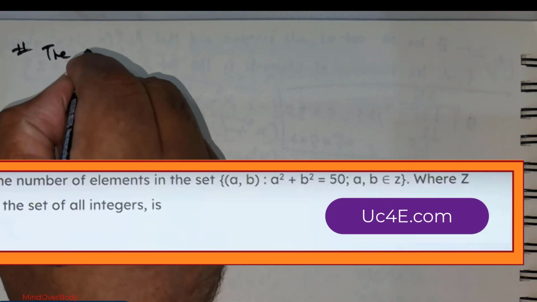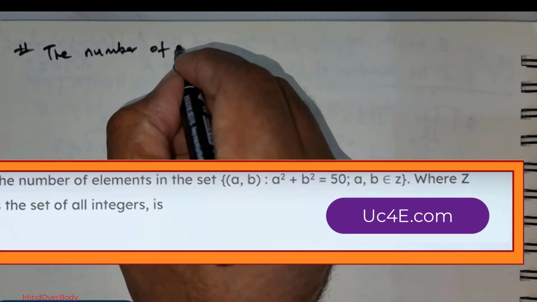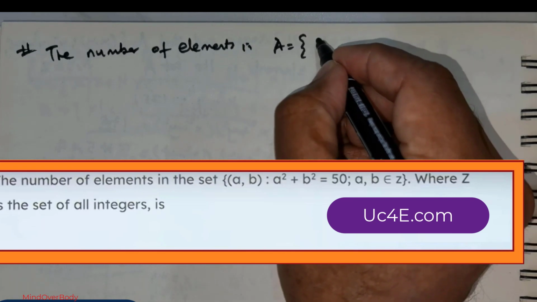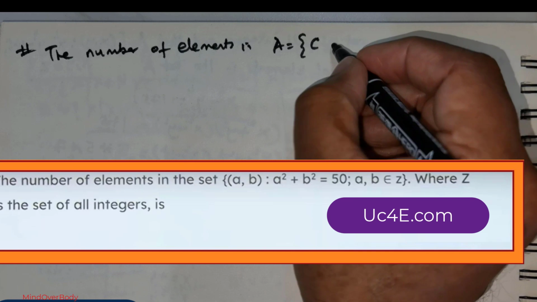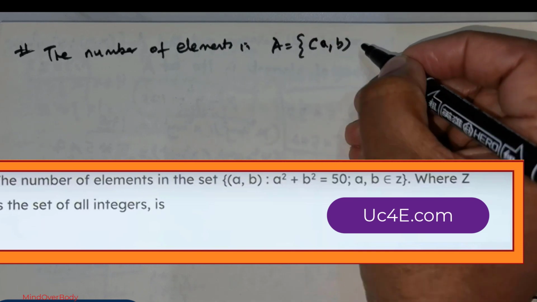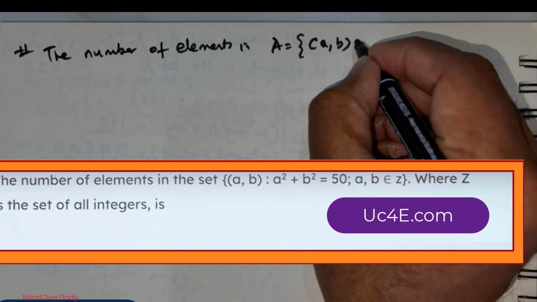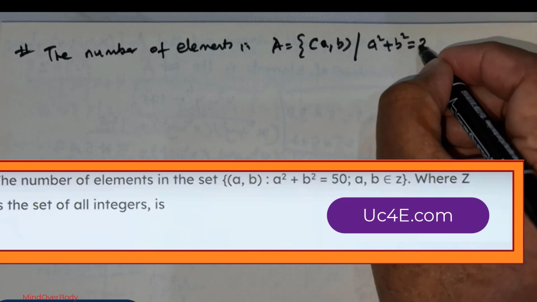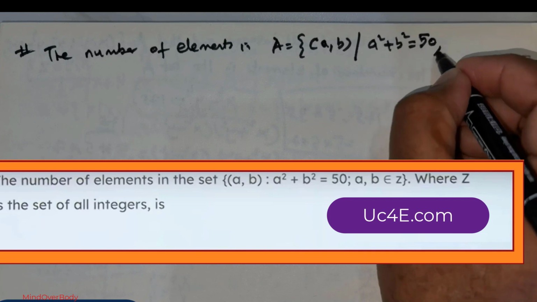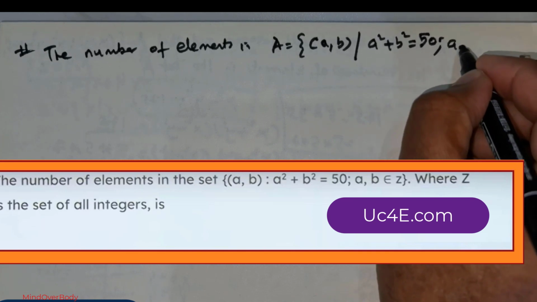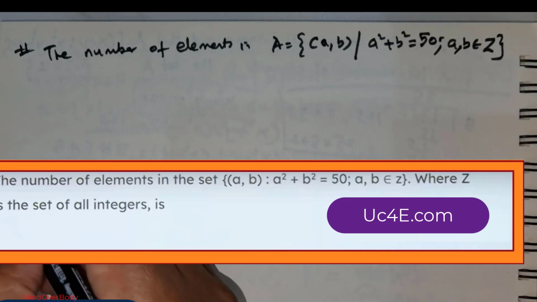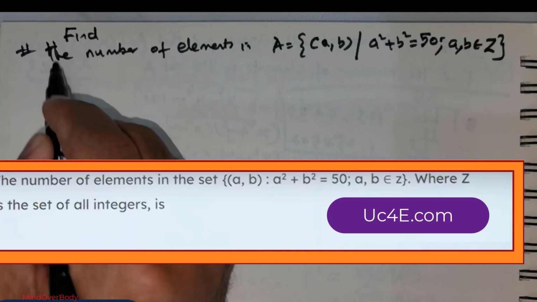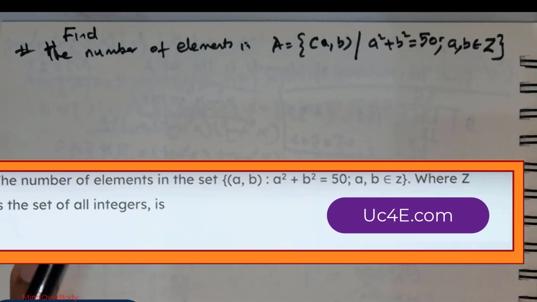The number of elements in A equal to, so we have been given as (a, b) such that a squared plus b squared is equal to 50 and a, b are elements of Z, integers, right? So we are expected to find the number of elements in A, and this is what is being given.